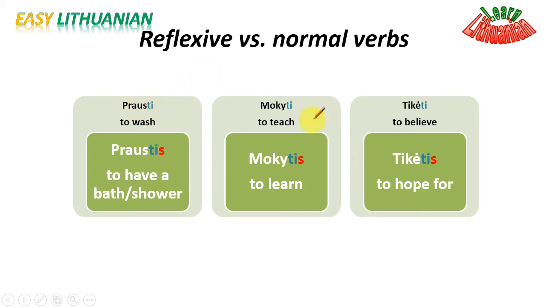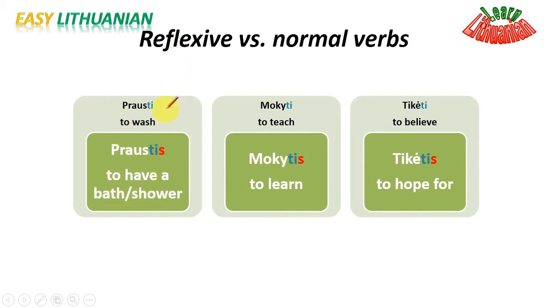So the normal verbs can have an object. For example, prausti. Aš prausiu šunį. I'm washing my dog. And praustis, which is a reflexive verb, means I'm washing oneself, to wash oneself. So it means to have a bath or to have a shower.